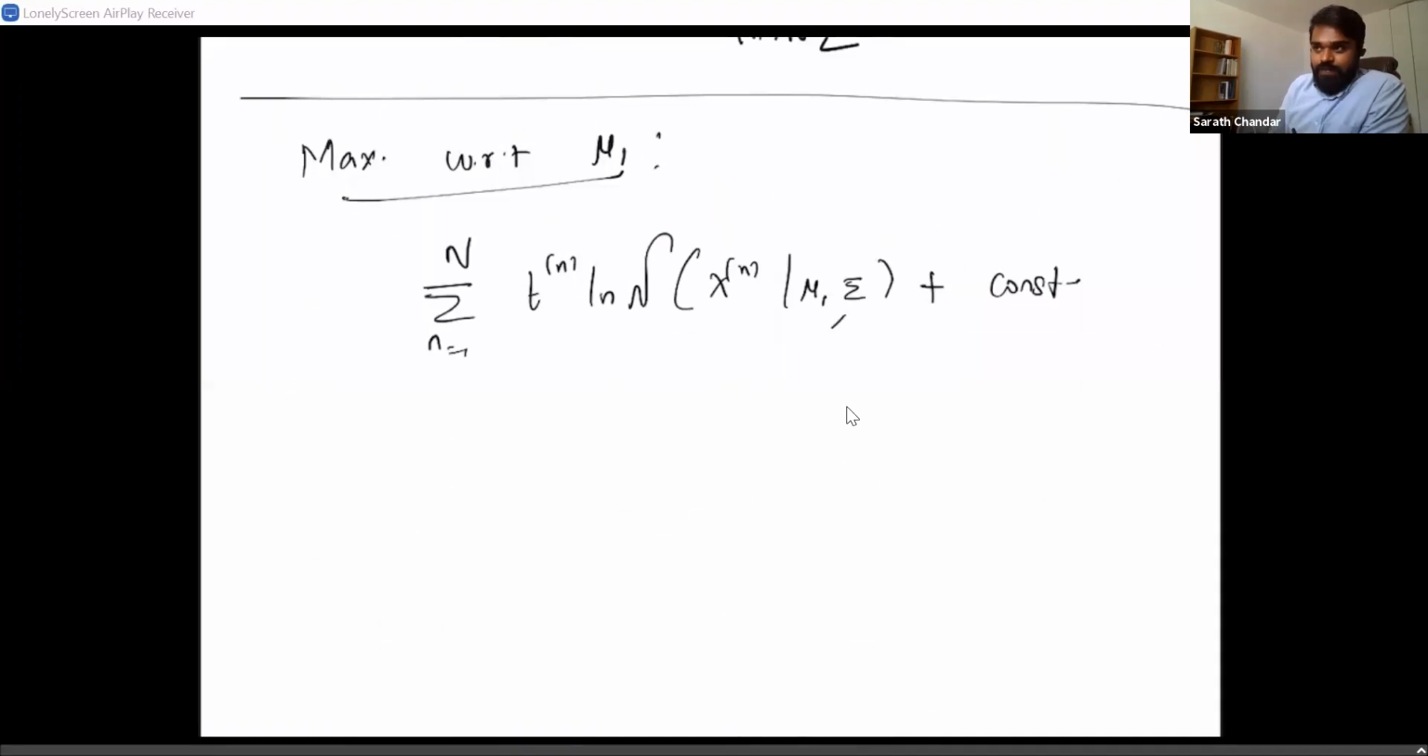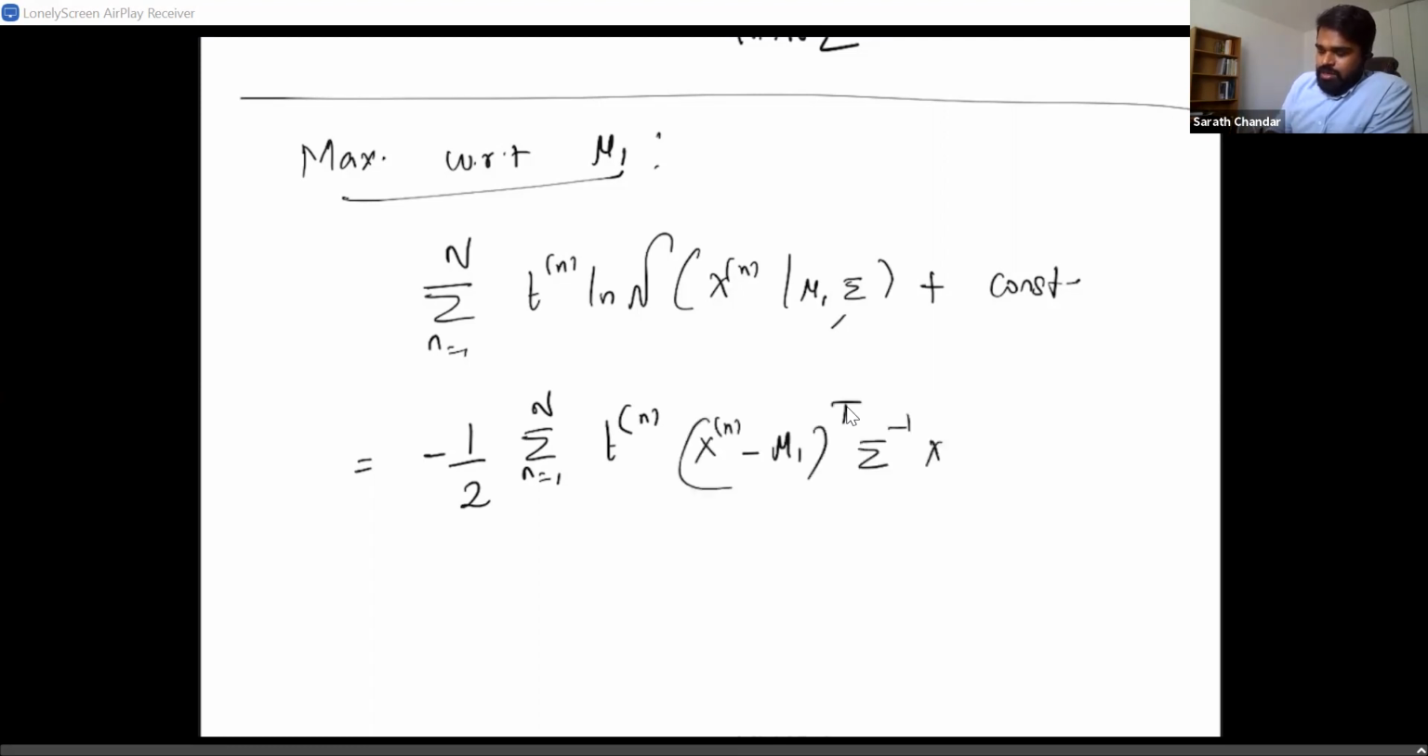Okay, so now we know the PDF, so this becomes minus 1 by 2 summation over n equals 1 to N of t_n times, it's ln of the normal, right? The normal has a bunch of terms, and whatever is in the denominator is not required now. We would just use the numerator, and it becomes (x_n minus μ1) transpose Σ inverse (x_n minus μ1), plus everything else is constant.